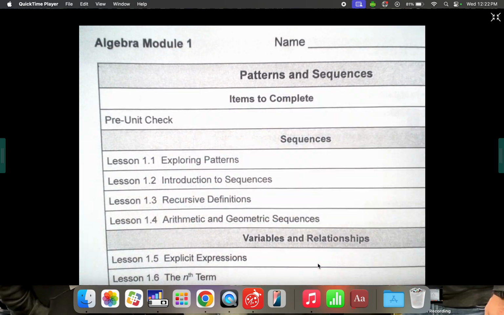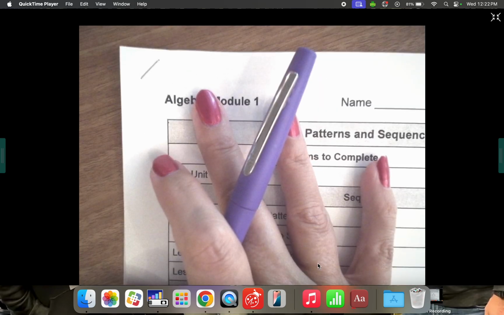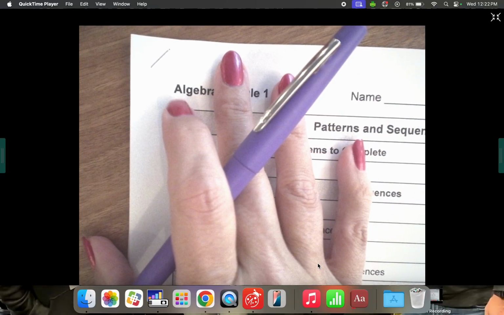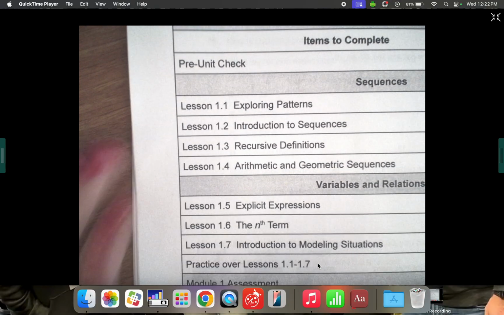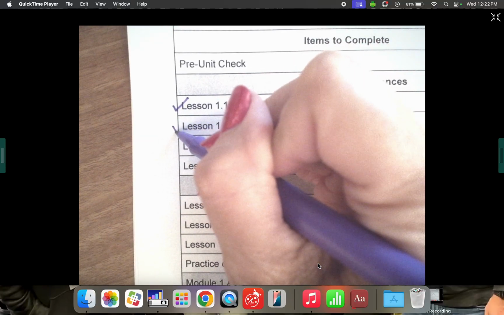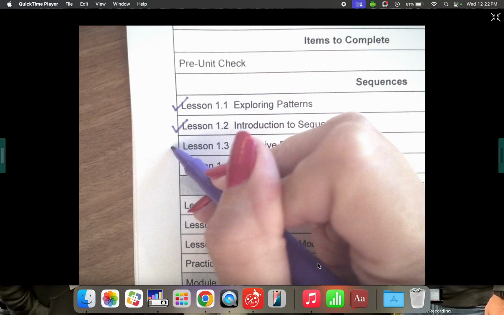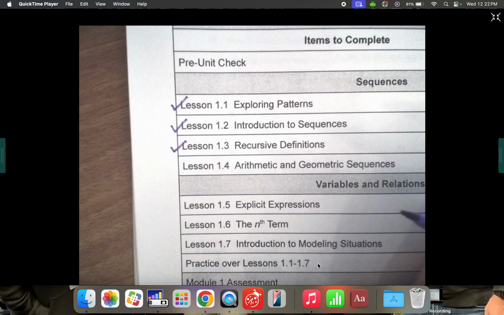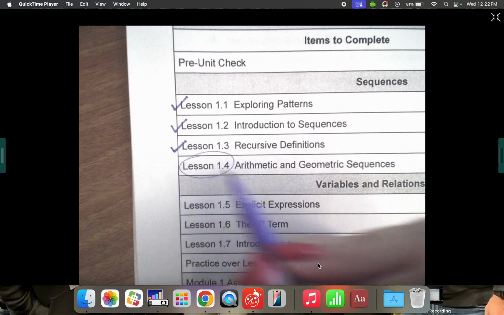Okay, for algebra today, you need your packet. Hopefully no one has lost this packet. It's very important. We learned lesson 1.1 Monday, we did 1.2 Tuesday, and we did 1.3 Wednesday. So it is time for us to look today at 1.4.